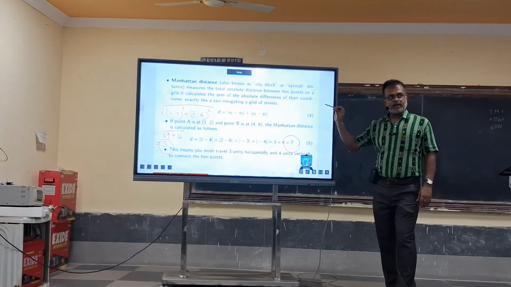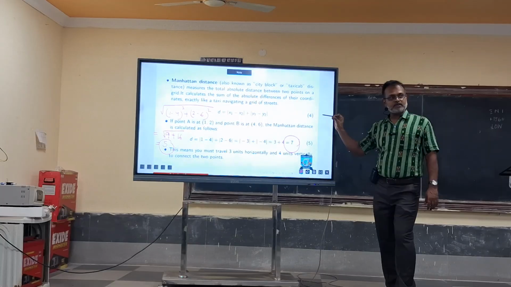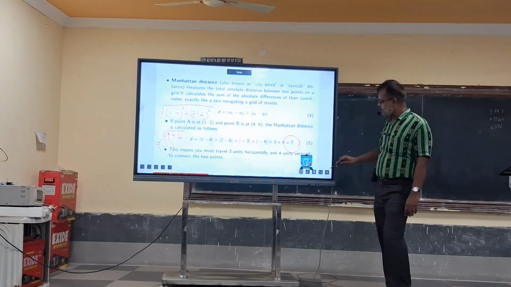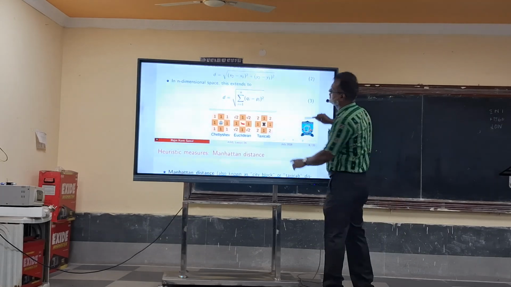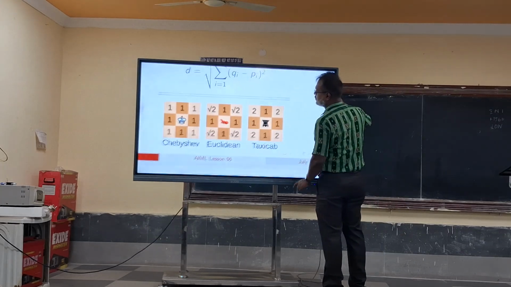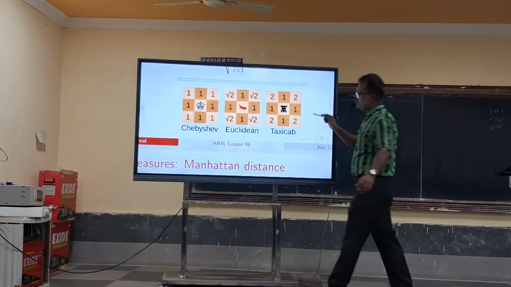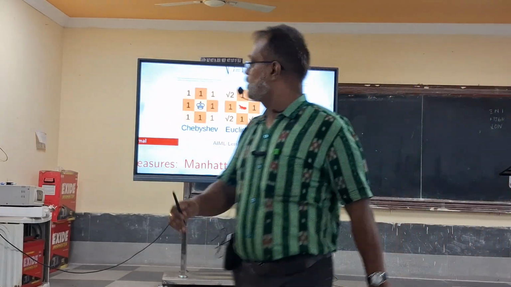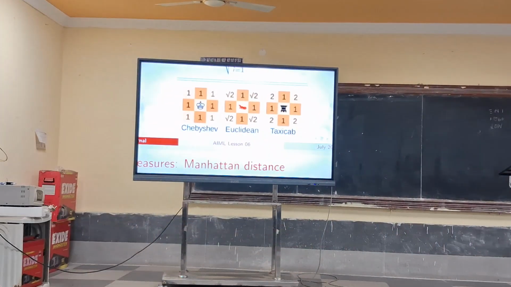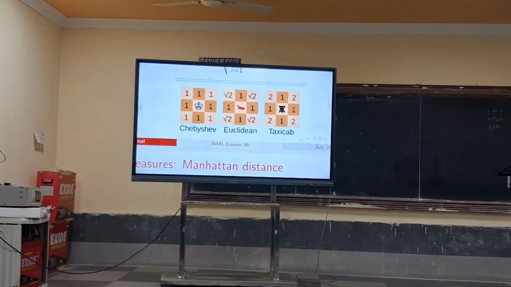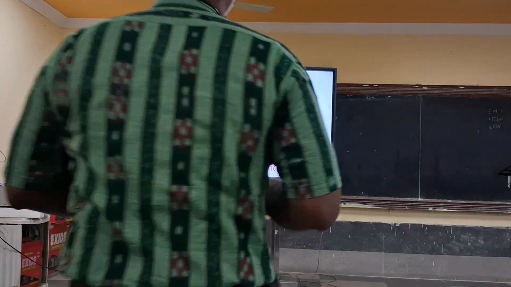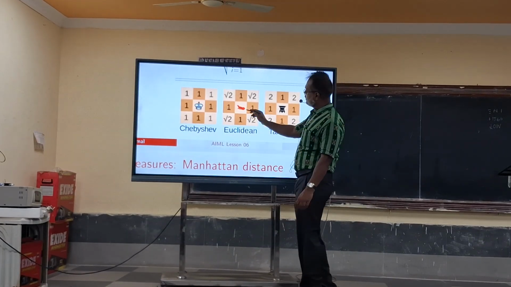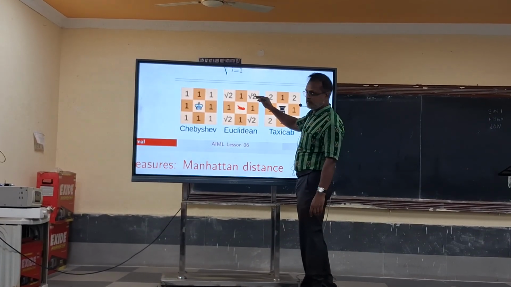Euclidean distance is simply the square root of the sum of squares of the distances, whereas Manhattan distance is the sum of the absolute values of the distances. Now, just look at this and draw it, these distances. So as you see here, Euclidean means direct distance.